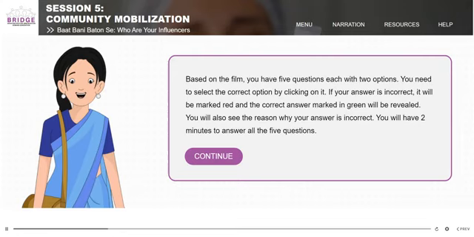You need to select the correct option by clicking on it. If your answer is incorrect, it will be marked red and the correct answer, marked in green, will be revealed. You will also see the reason why your answer is incorrect. You will have 2 minutes to answer all the 5 questions.